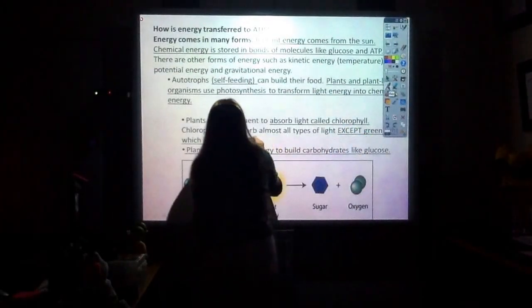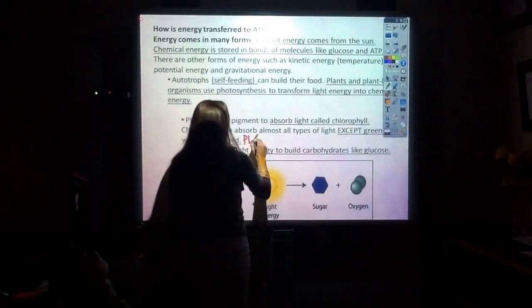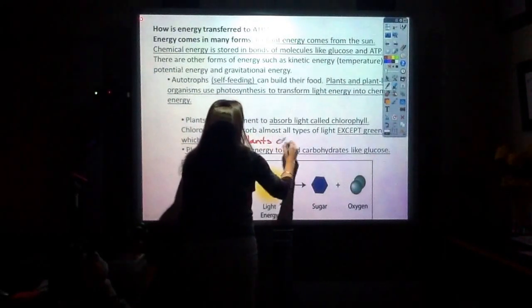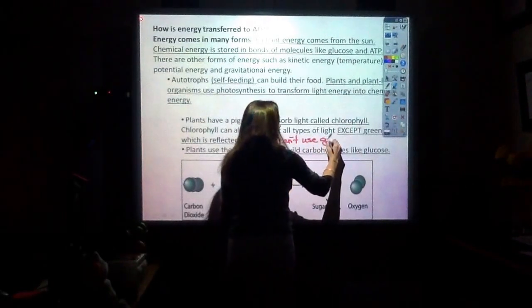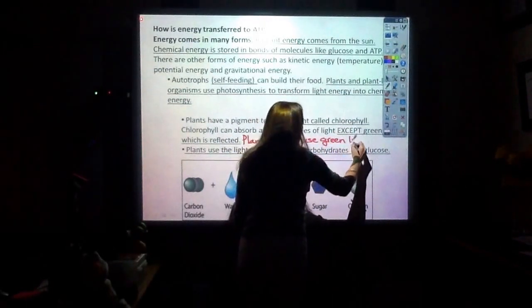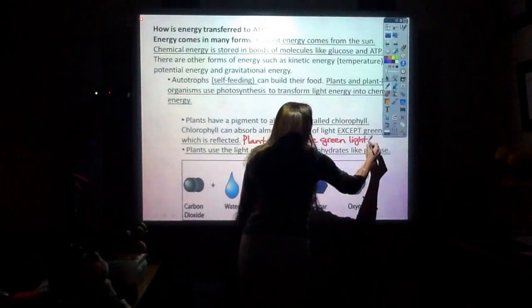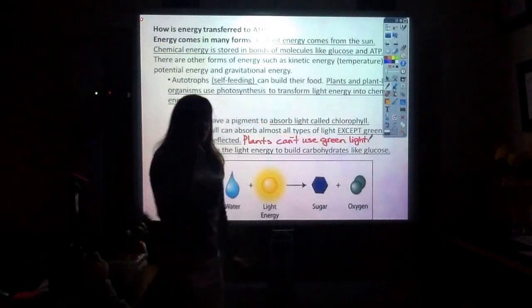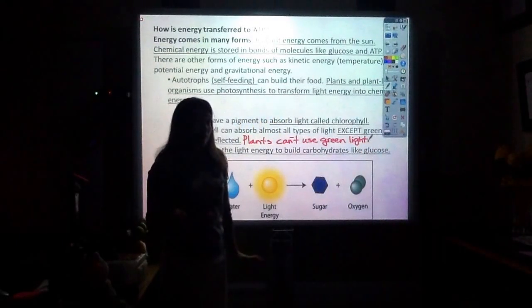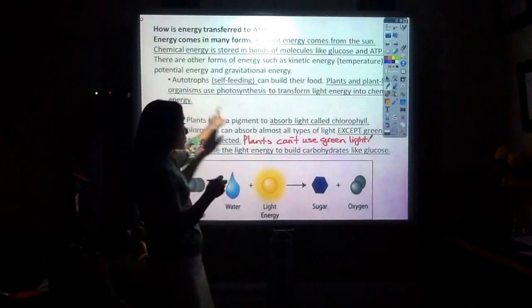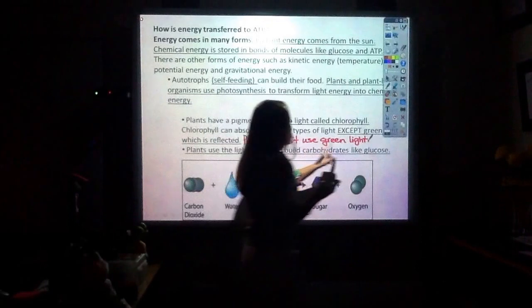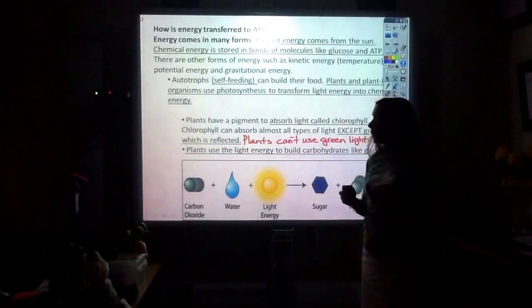We want to make a note that says plants can't use green light. So if I were to give a plant only green light, that plant wouldn't be very successful. Plants use that light energy to build carbohydrates like glucose.